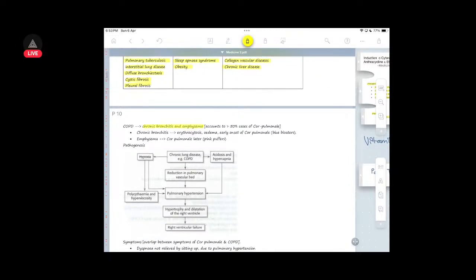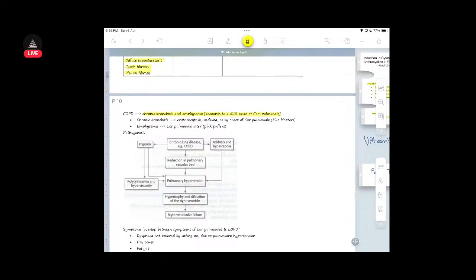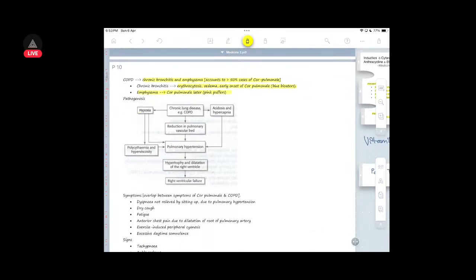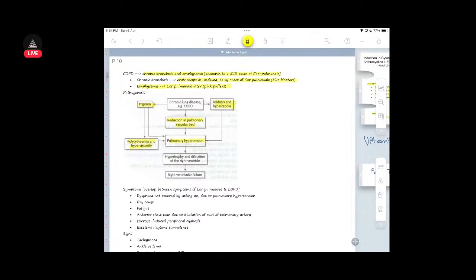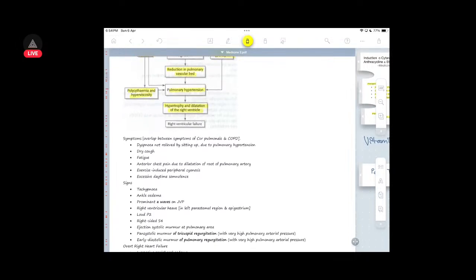So COPD is chronic bronchitis and emphysema, accounts for more than 50% of cases of cor pulmonale. In chronic bronchitis, you have erythrocytosis, edema, early onset of cor pulmonale, blue bloaters, and cor pulmonale will occur later in emphysema. So pathogenesis, you have hypoxia, which leads to polycythemia, hyperviscosity, and acidosis and hypercapnia, which again leads to pulmonary hypertension. Along with reduction in pulmonary vascular bed, it leads to pulmonary hypertension, which leads to hypertrophic dilatation of the right ventricle. Because there is high pressure in the pulmonary artery, the blood cannot pump.